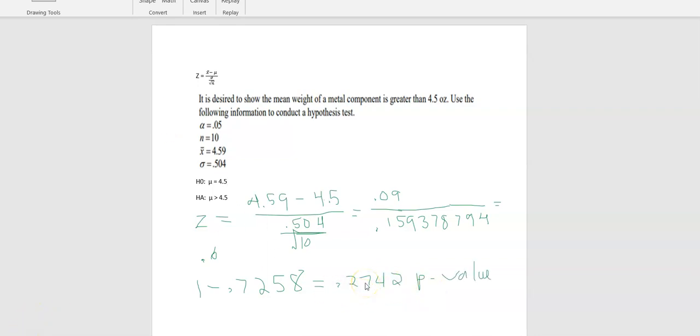Now remember, if the p-value is smaller than alpha, we reject the null hypothesis, but 0.2742 is not smaller than 0.05. So in the case where the p-value is larger than alpha, we do not reject the null hypothesis, but what we say is we fail to reject the null hypothesis. We don't say keep the null hypothesis. What we always say is fail to reject the null hypothesis.